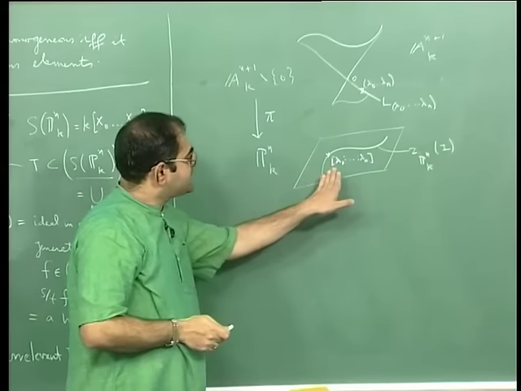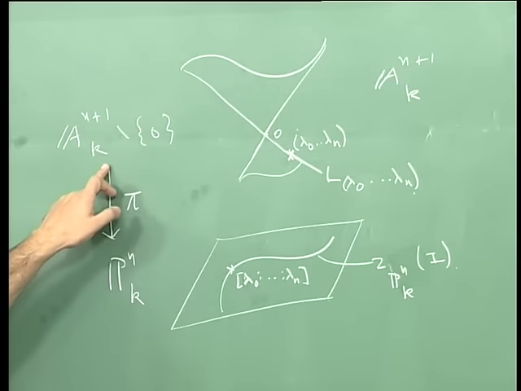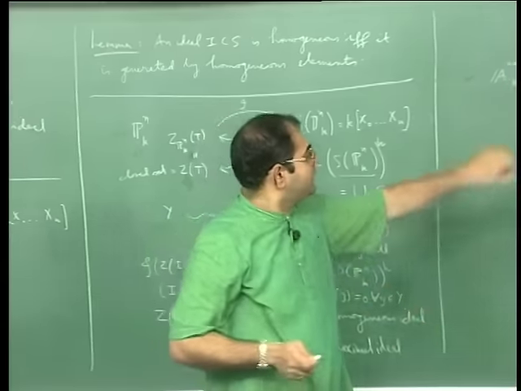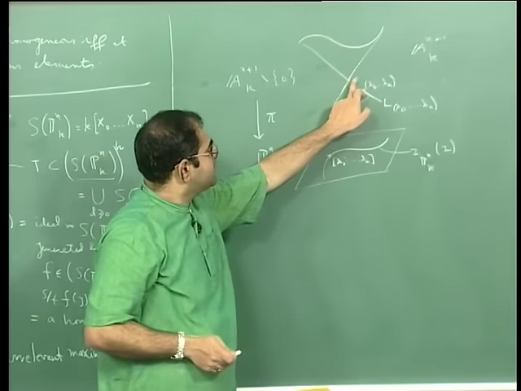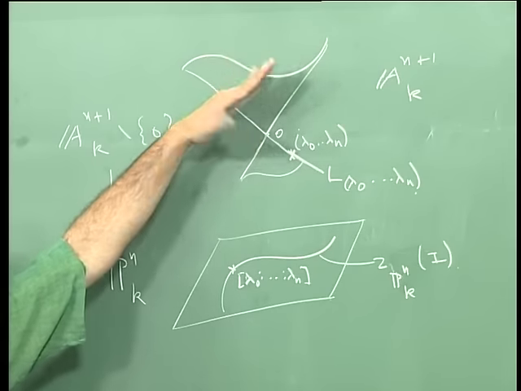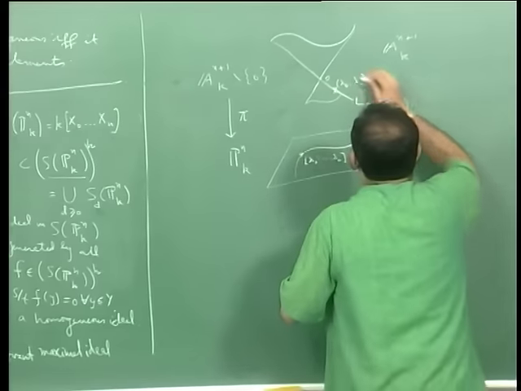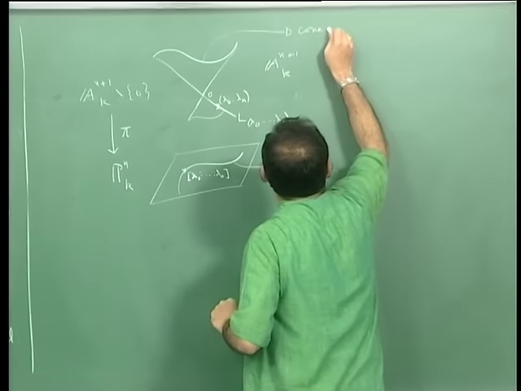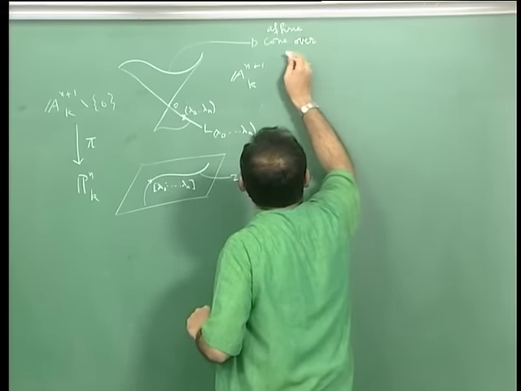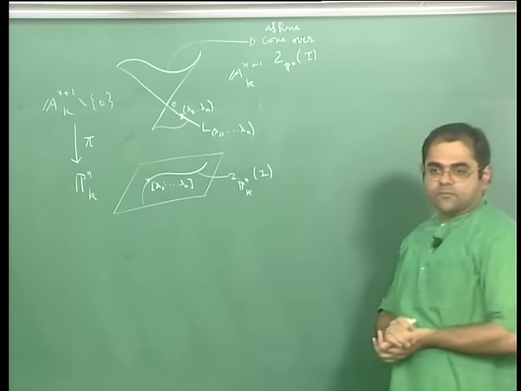So if you give me any closed subset of projective space, take its inverse image here, the only thing that will be missing is zero, which you get when you take its closure. You'll get a closed subset there. Zero is the only thing that will be missed. So if you add it, you get this picture, which you can easily think of as a cone over this closed subset in projective space. So this thing is the cone. It's called the affine cone over Z_Pn(I). This is called the affine cone.